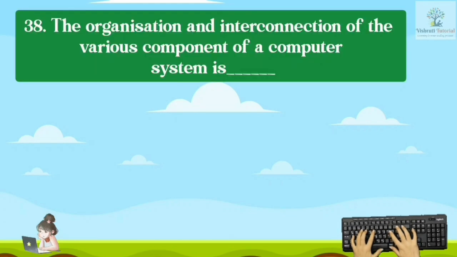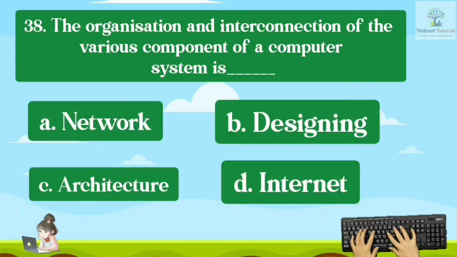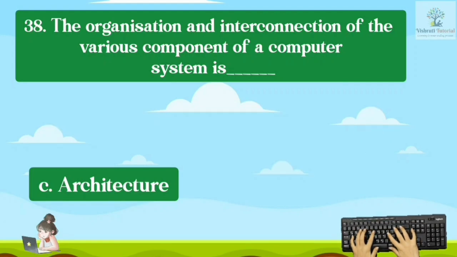Question number 38. The organization and the interconnection of the various components of a computer system is dash. Options: A. Network, B. Designing, C. Architecture, D. Internet. And the correct answer is C, architecture. The organization and the interconnection of various components of a computer system is architecture.